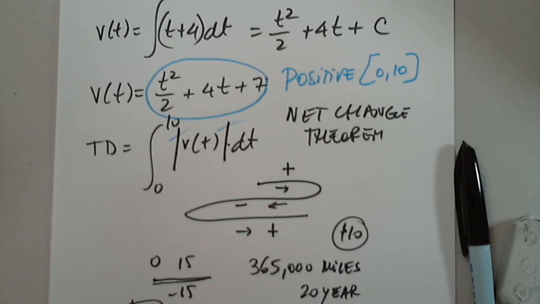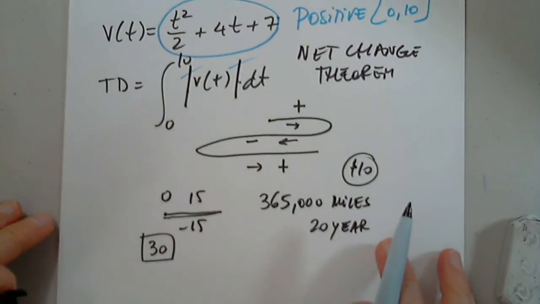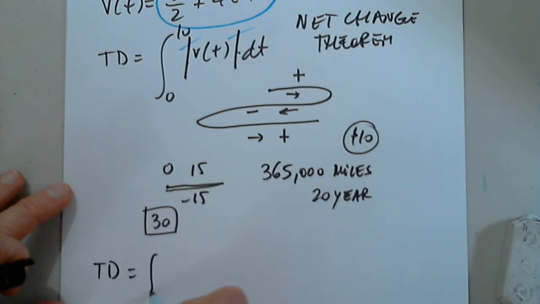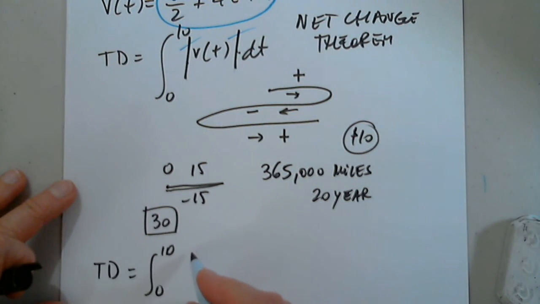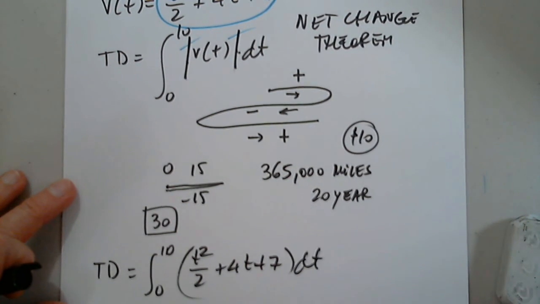I want to graph using standard. Let's see what happens. On 0 to 10 it is always positive. So between 0 and 10, the function is always positive. In this particular case, indeed, that's true. I don't need the absolute value. So then the total distance in this case is the integral from 0 to 10 of t squared over 2 plus 4t plus 7 dt.